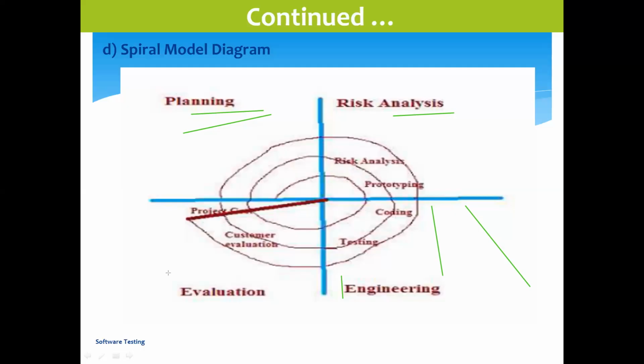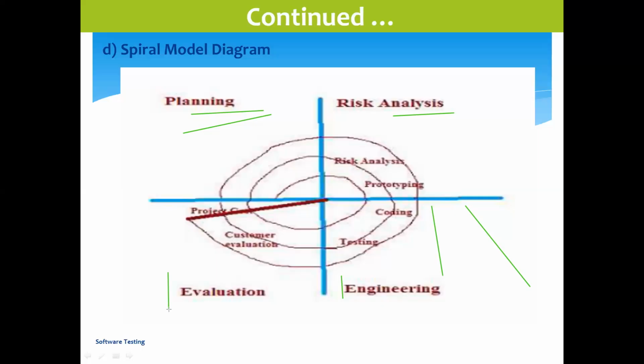Then the last phase will be evaluation. Here it will be evaluated by the customer. Once it is completed and testing is done, then it will be evaluated with the customer, whether they are satisfied or not. If they are satisfied, then it will go for the release. So here 9 phases, 8 phases, 7 phases will not come. Here only 4 phases are there in this model.